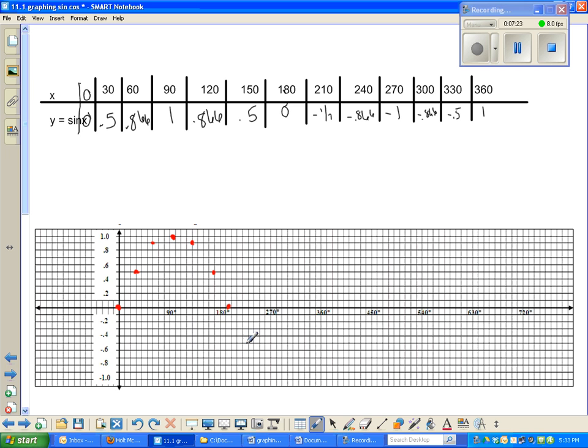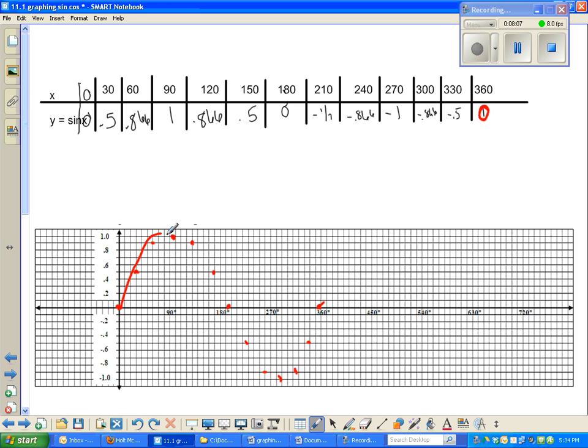Let's see if I can find that here. 240 is negative 0.9. 270, my scale is a little off, negative 1. 300 should be back at negative 0.9. 330, negative 1/2, and 360 should be back at 0, even though I wrote 1 up here. 0. Okay. So at this point, I want you guys to start drawing in the sine curve.